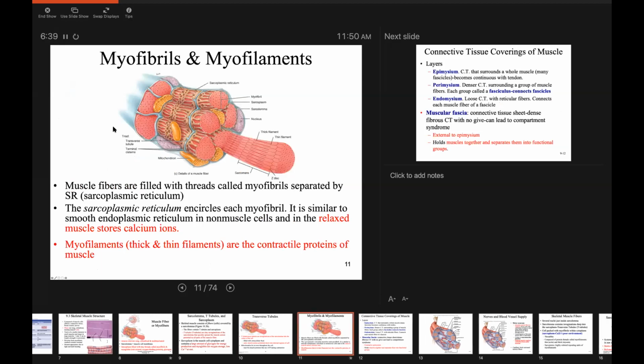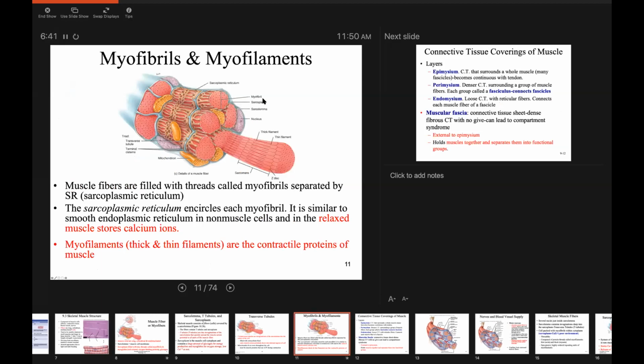Again, myofibrils, good picture right here, kind of blown up, and you can see lots of myofibrils make up the interior compartments of the cell. There's so many of them, it pushes all the other organelles to the side.